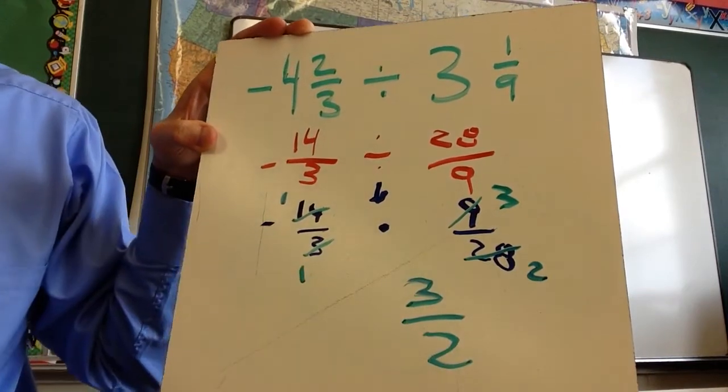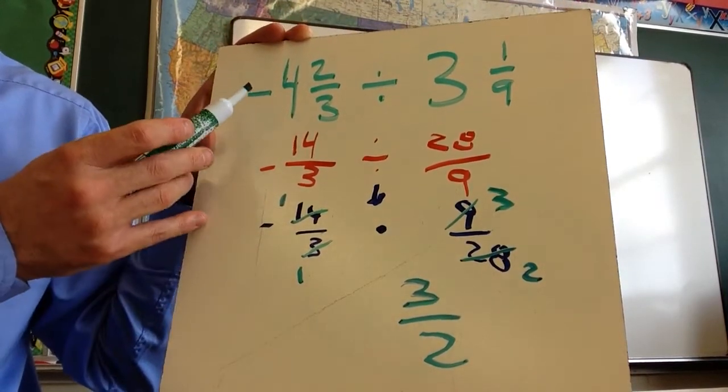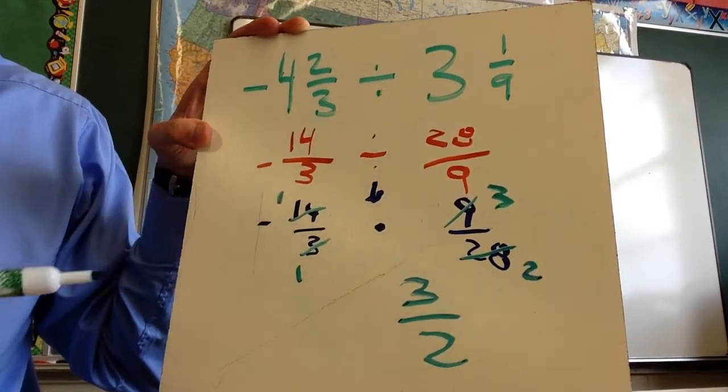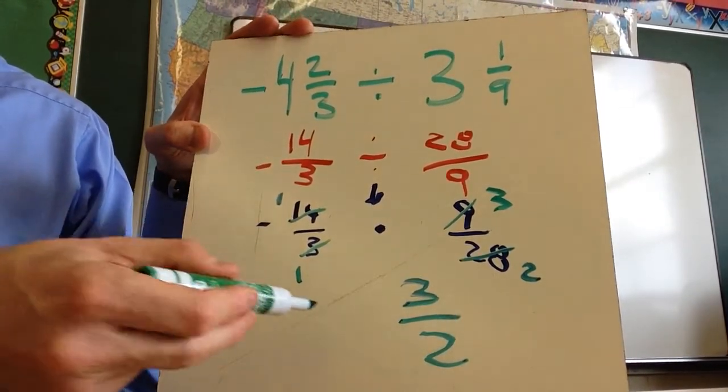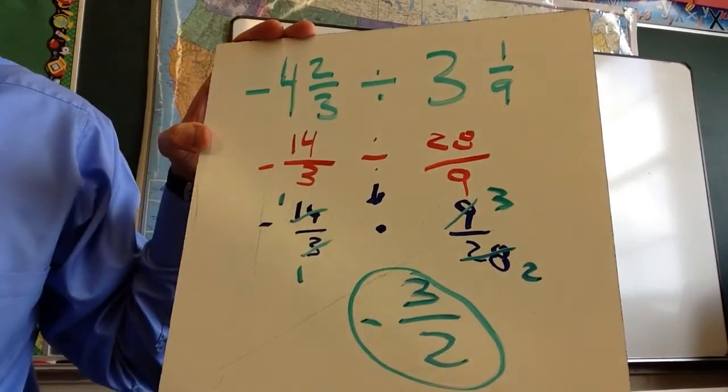Now, a lot of people leave your answer there. It's actually not the correct answer, because remember, this is negative. Let's start up here. Negative divided by positive, which means my final answer, my quotient, has to be negative. So this has to be a negative answer. So this is negative 3 over 2.